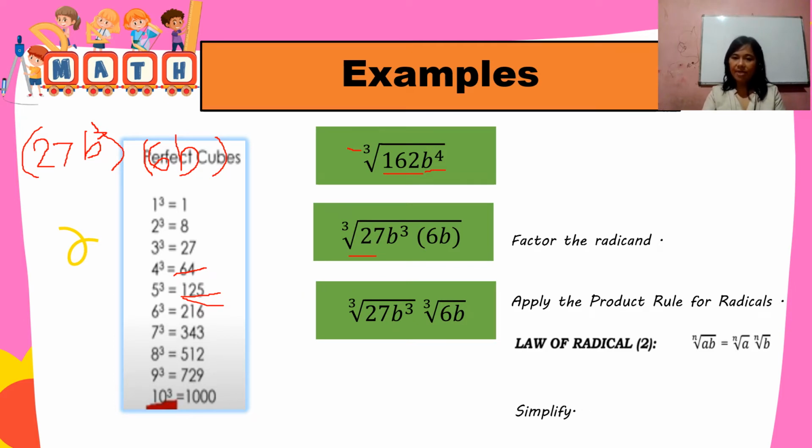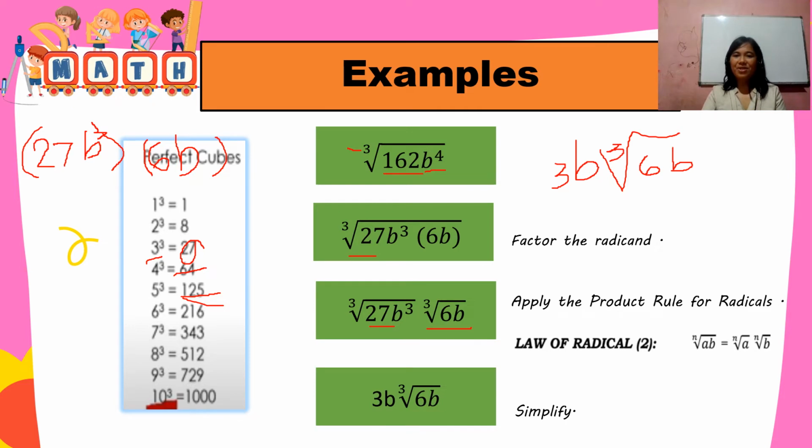Tapos, pagka-simplify, gamitin mo tong 27. Yung 27 is, ito yung 27. So, yung magiging sagot mo is the 3. So, you are going to have 3. Tapos, yung sa b, i-copy mo lang muna si b. Copy. Tapos, divide mo. 3 divided by 3 is 1. So, 1 lang. Tapos, ito na yon, copy mo na siya. Itong hindi perfect. Yung pangalawa mong factors. Okay? So, yung final mong sagot is 3b and cube root of 6b. Check nga natin. Yun. Okay?